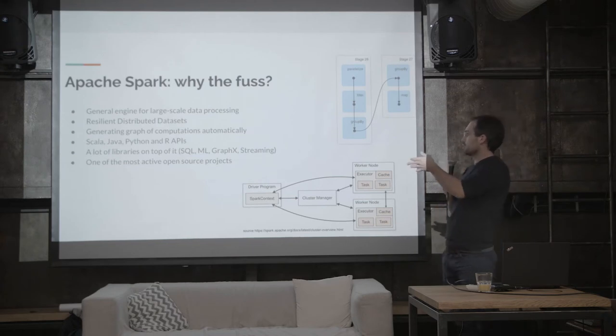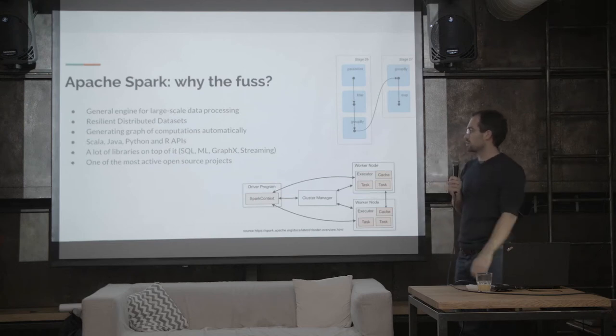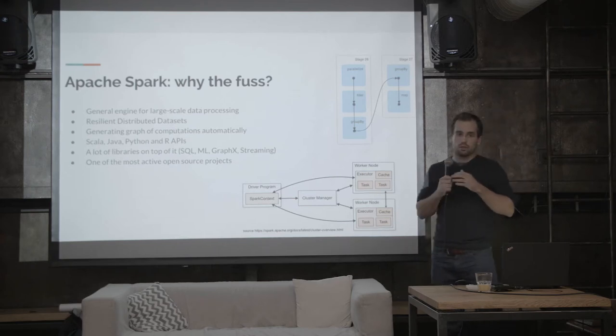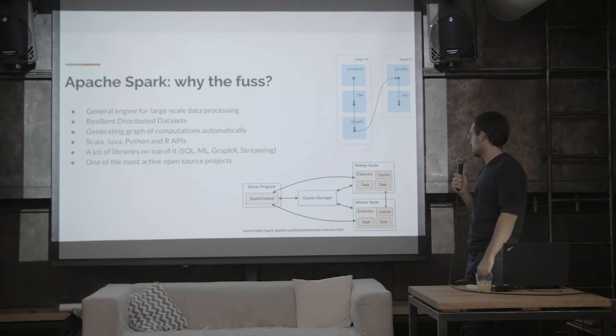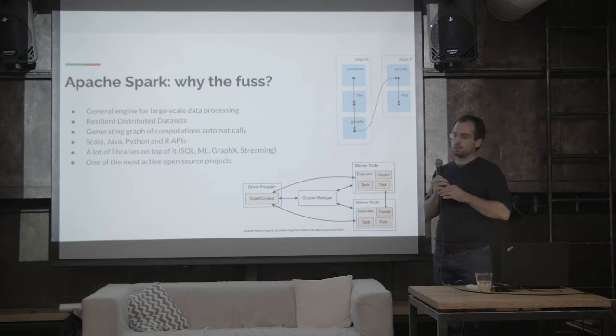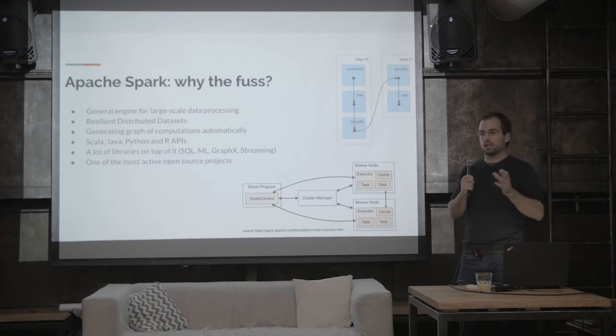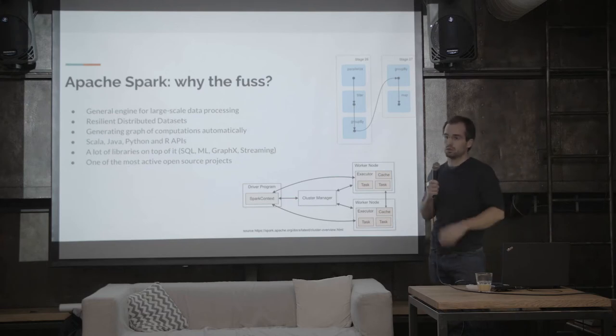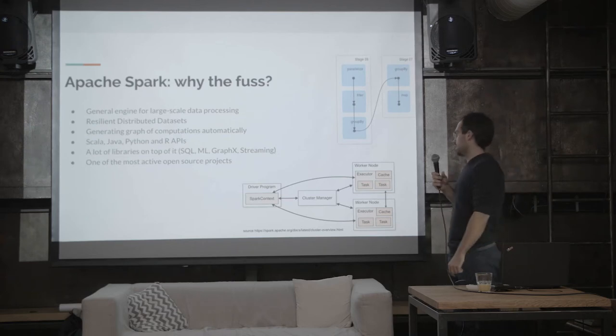On top of Apache Spark, there are a lot of libraries, like SQL, which we are going to talk about a little bit more, machine learning, GraphX for graph processing, streaming, and so on. It is one of the most active open source projects, which is really important, I think, because due to that fact, the documentation and information on the web are not so up to date. They don't correspond to the most recent API or the most recent code.